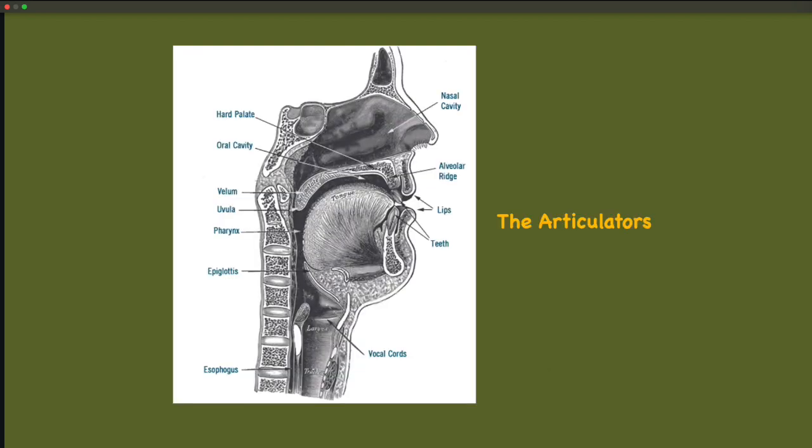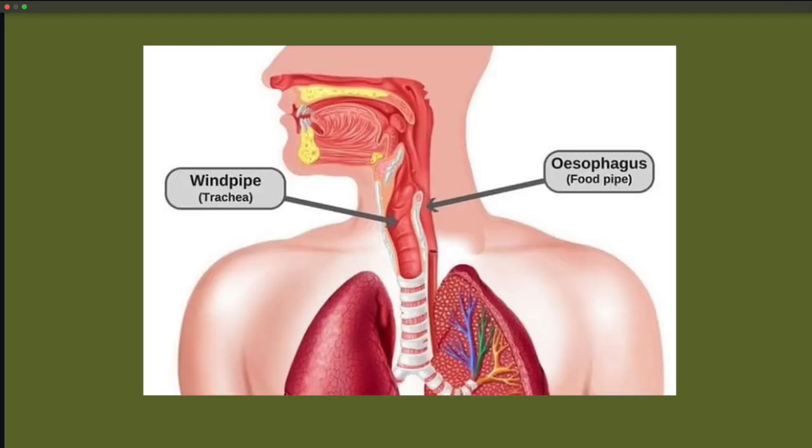Okay, so this is another illustration for the articulators. You can have a look at it just to make it clearer for you. And now we have the difference between the windpipe and the fruit pipe. I'm not really going to focus on the fruit pipe. This doesn't really concern us. We're going to focus on the windpipe.